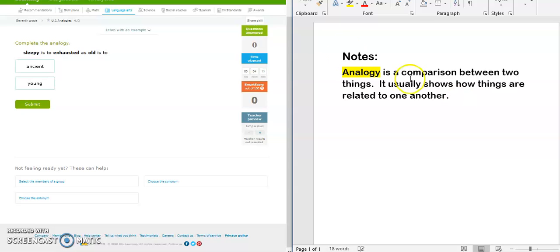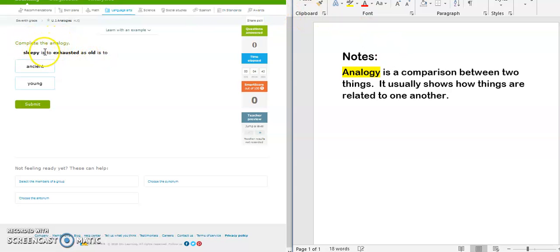So as you notice, I have my IXL screen and I have my notes screen. What we're going to do today is break down some of the analogies IXL gives us so we can complete this skill. So as you know, like I always do, I'm going to take some notes here on my right side while I work through the IXL on my left.